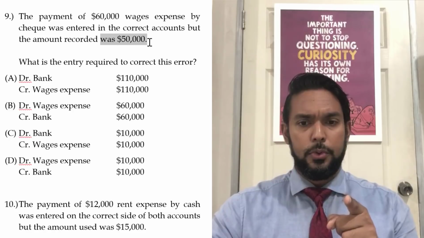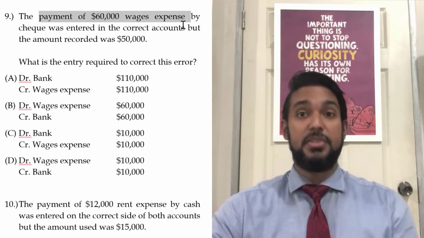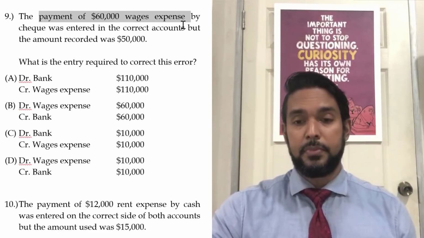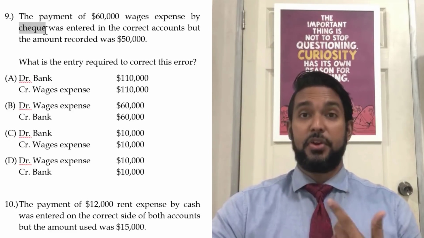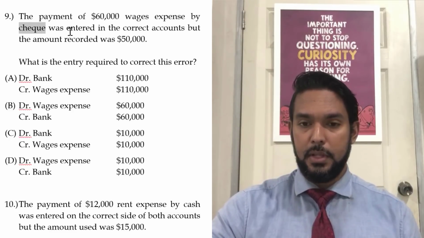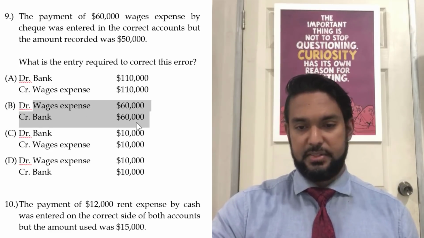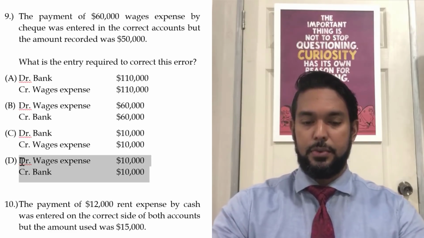So it was a payment of a wages expense. Wages is an expense, so we debit the expense account to record when we pay it. And we credit, in this case, it was paid by check, so we have to credit bank. So we're looking for a debit to wages expense and a credit to bank of 10,000. Right, here we go. Debit to wages, credit to bank for 10,000.